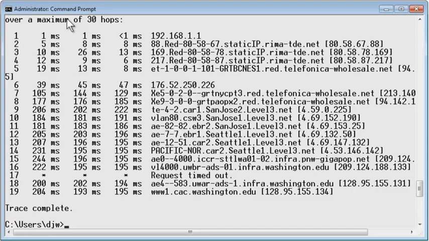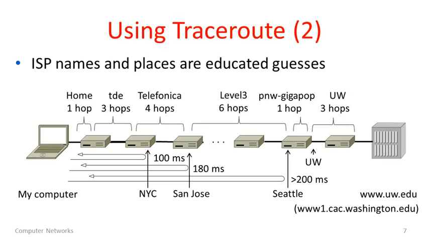The network actually wouldn't return any information for what was at hop 17. Something must have been there, but whatever it was, it wasn't telling us, because it's not required to implement Traceroute.